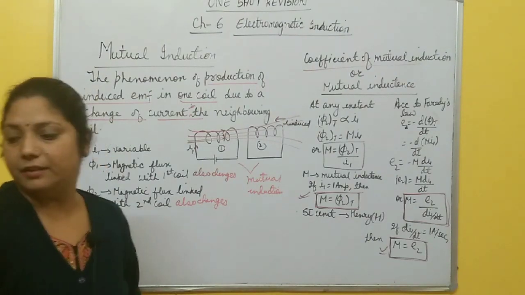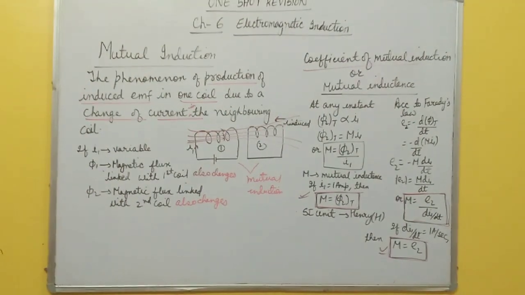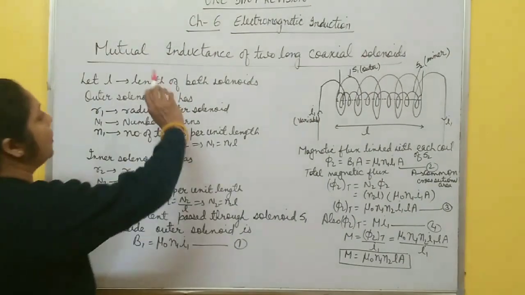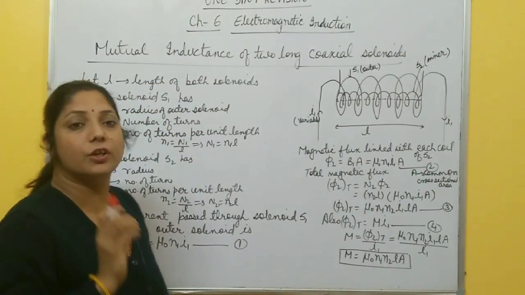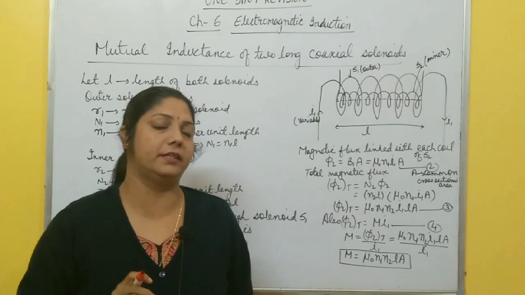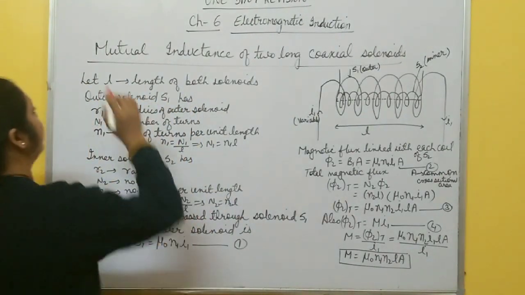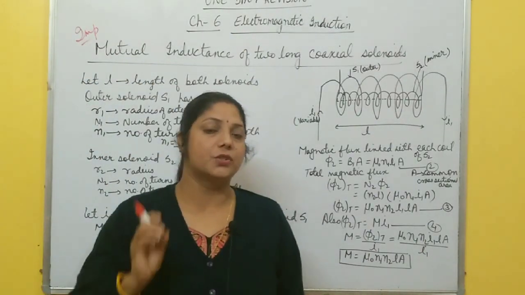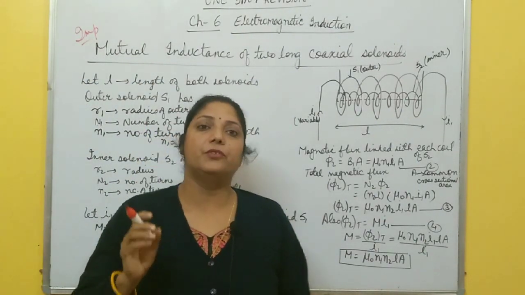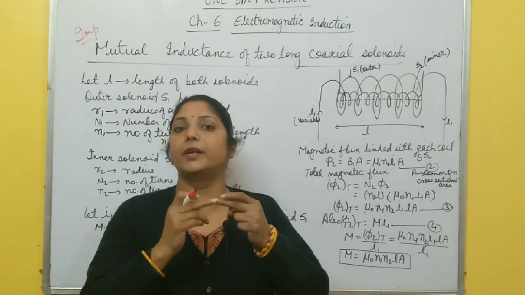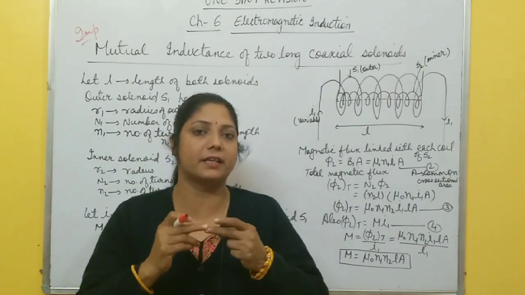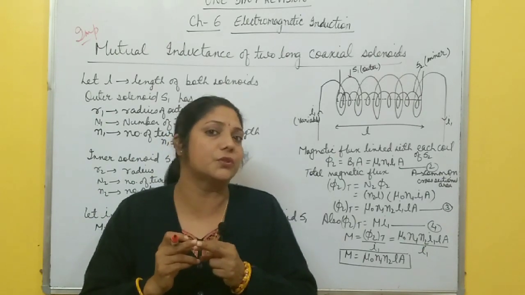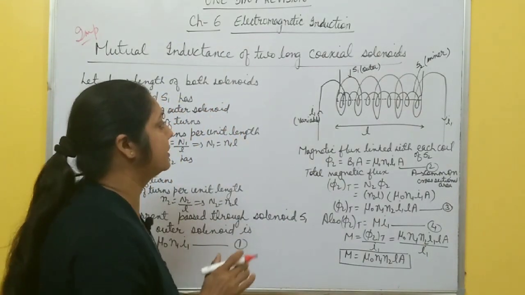One last topic is left, that is mutual inductance of two long solenoids according to the new syllabus. So please take a screenshot of this one. Next, the last topic of this chapter is mutual inductance of two long coaxial solenoids, and this topic is also important, right? Coaxial solenoids means if there are two solenoids and both have the same center and the same axis, then you can say that both solenoids are coaxial solenoids, right?